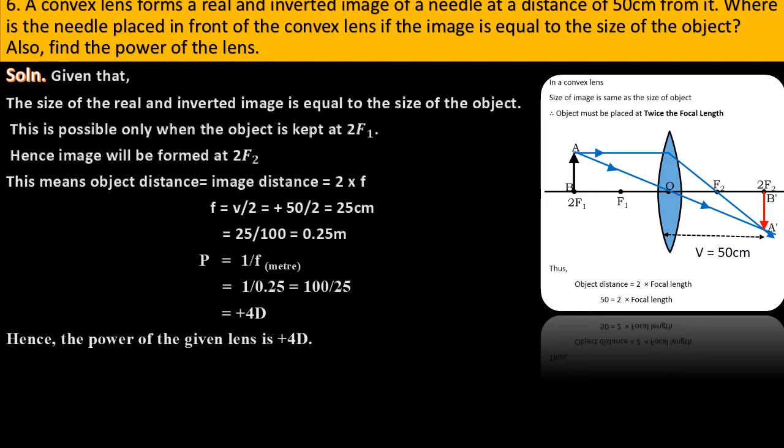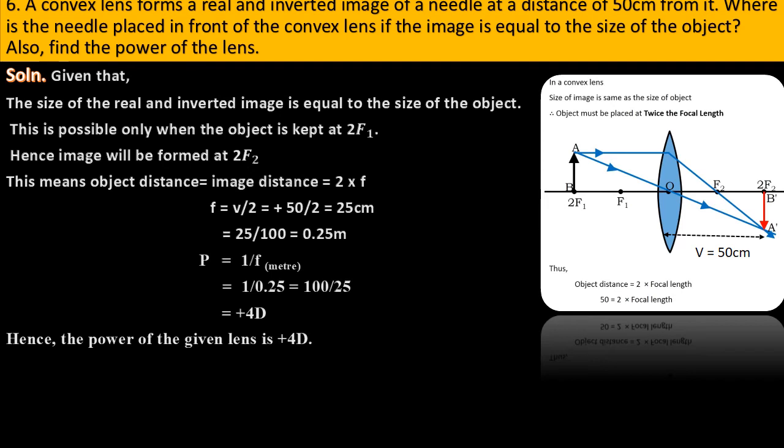Since it is a convex lens, we can take f as positive. So we get f as positive 25 centimeter. We have to convert it in meters to substitute in the equation of power. So the focal length is 0.25 meters.